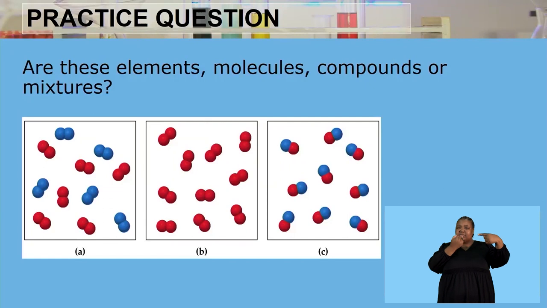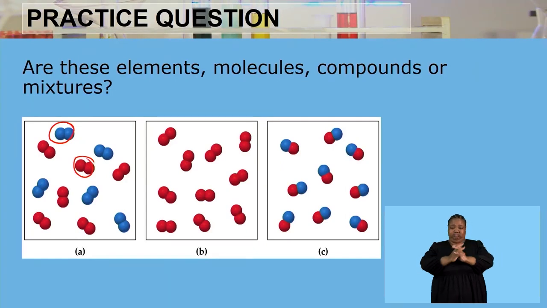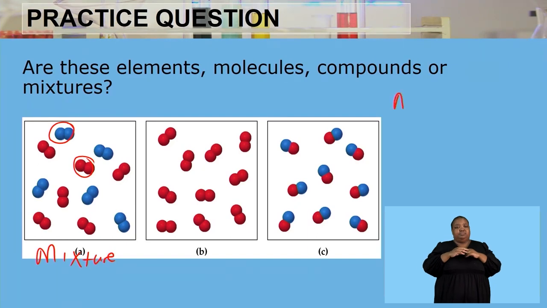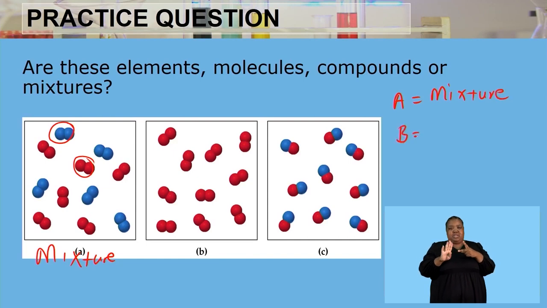So the first one, we have blue and we also have red. They are not chemically bonded. So therefore, this is going to become a mixture. So A is a mixture. B, we only have red that's within that picture. So it's made of the same type of atom. So therefore, that's going to be an element.